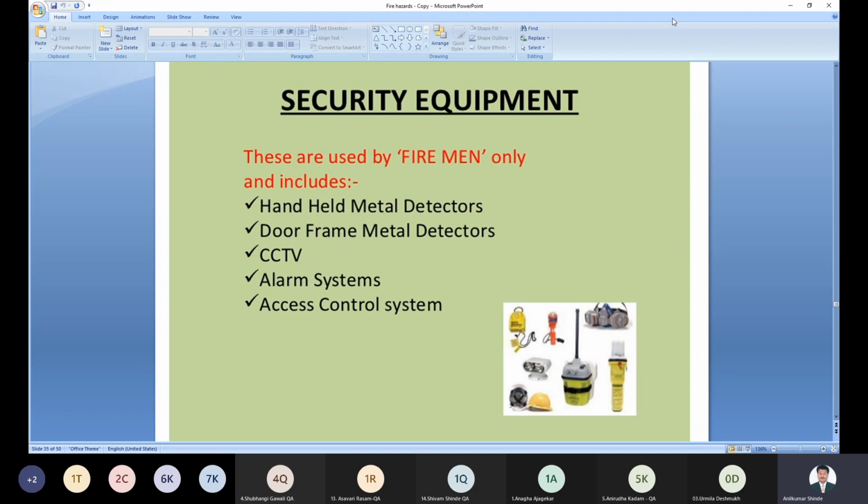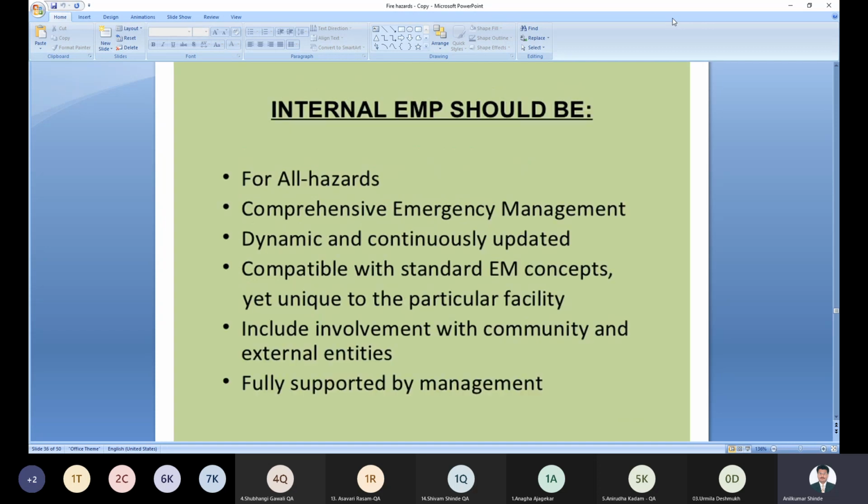Handheld metal detectors are required in case there is any metal, or combustion material, maybe even a bomb. There may be chances, and that will be detected by the metal detectors. Then door frame metal detectors are there. The door should have a metal detector attached, so if a person is going in through the door, we can easily detect it. CCTV is also required, and an alarm system. An access control system is also required for security purposes.